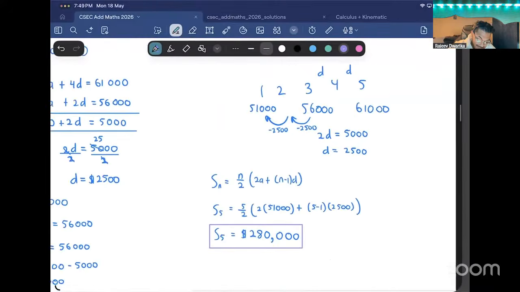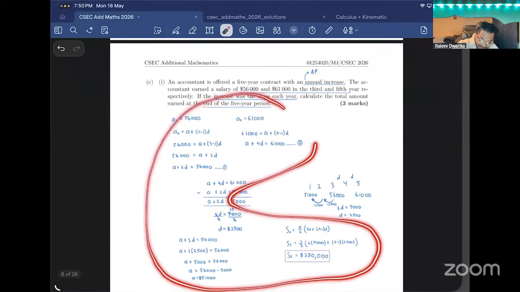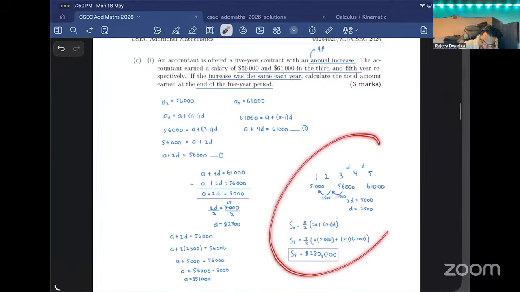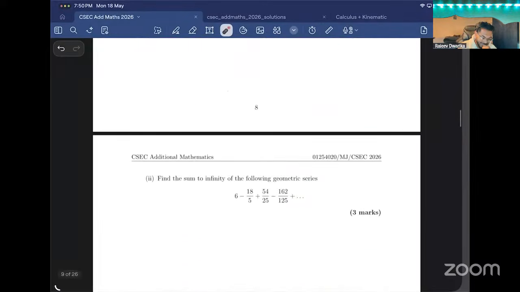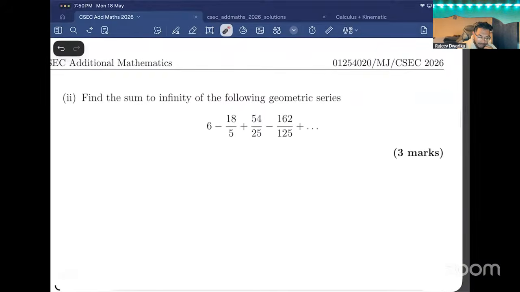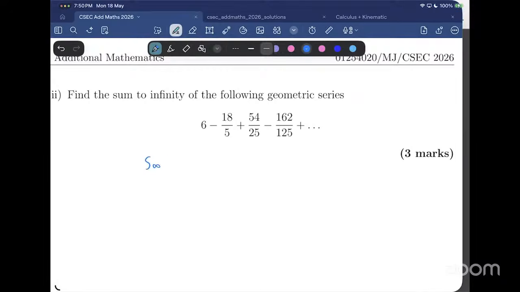Yeah, so guys, imagine doing all of this plus this, right? And then watch, if you do this, I gotta think smart. All right. Find the sum to infinity for the following geometric series. Guys, what's the sum to infinity formula? A over 1 minus R.